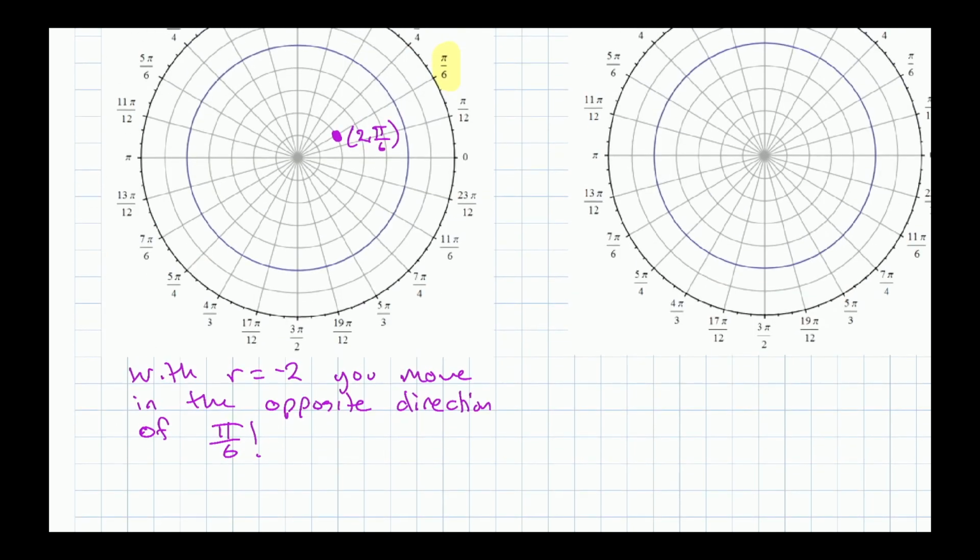Okay, so it's not the one that we wrote there that we want. We want the opposite direction. So we want to go 1, 2 here. 1, 2 here. Okay. So that's actually the one we want. So we don't want this one at all because that would be positive 2 comma pi over 6, and we want negative 2 comma pi over 6. Okay.